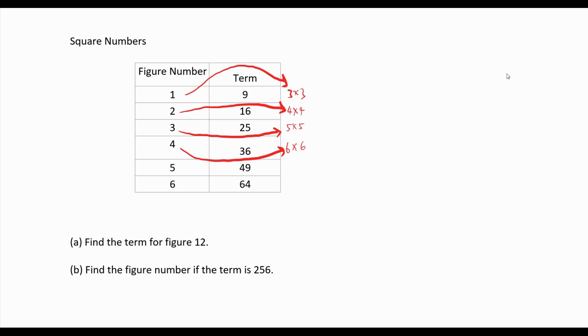Let's try multiplying. 1 times 3 gives us 3, 2 times 2 gives us 4, and you can't get to 5 from 3 by multiplying. So there's no link using multiplication. Let's try adding. 1 plus 2 gives us 3, 2 plus 2 gives us 4, 3 plus 2 gives us 5. So we have a winner. We can now see that to get the term, we just take the pattern number plus 2 to get the square root first, and then we multiply that by itself to get the term. So for pattern 12, we take 12 plus 2 to get 14, and 14 times 14 to get 196.